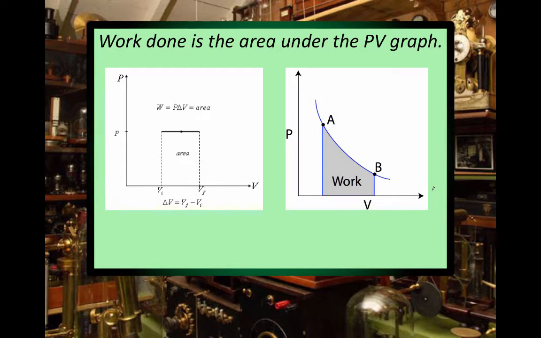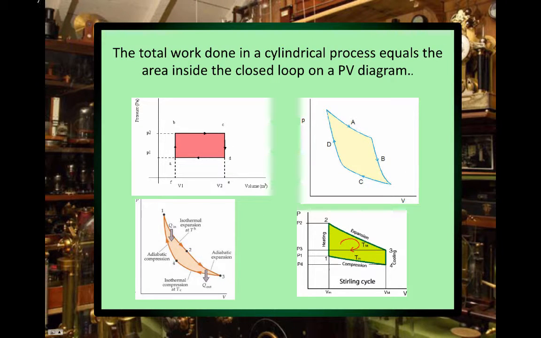And when you have a cyclic process, the total work done in this process equals the area inside the closed loop. This should be cyclic, not cylindrical. Sorry, cyclic. The total work done is the area inside the closed loop. And again, it doesn't matter what that closed loop looks like. It can be real simple, like a square, and that area can be really, really easy to figure out.